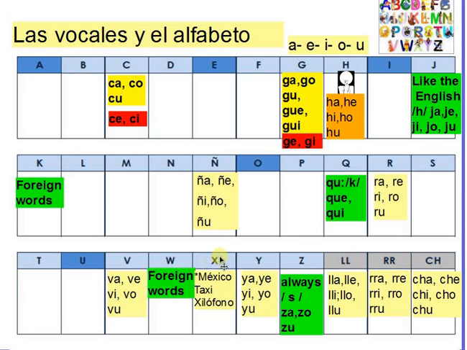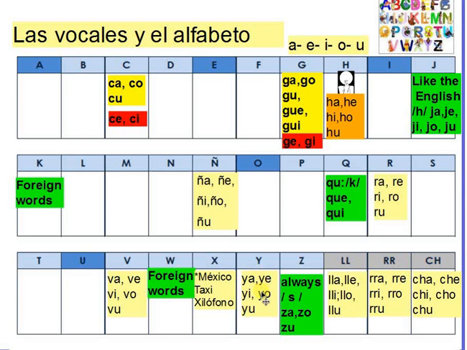And the letter X is a tricky one because it could have three different pronunciations. For example, in the word Mexico, it's pronounced like your J. It's the same sound as the J, okay? Ja, je, ji, jo, ju. So we have Mexico. But in taxi, you have the X sound. And in xylophone, you have the S sound. So this letter could have three different sounds. How do we know? We are going to learn, to memorize some words and the sound of the X.